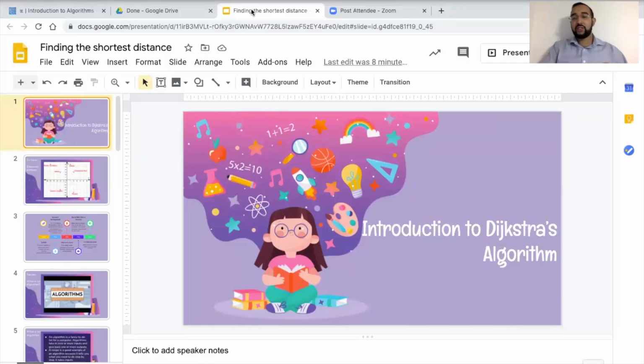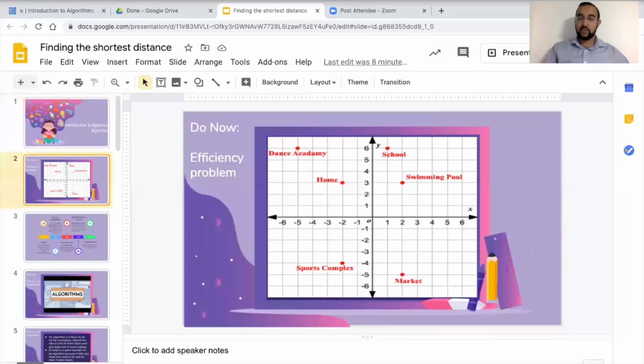So this is an introduction to Dijkstra's algorithm, but we are assuming that students understand what an algorithm is. And you should check my other videos to see how to introduce algorithms to your students. So the way this lesson starts off is with a short little activity where students have to find the shortest distance between these points on a graph. You can do this activity two ways.